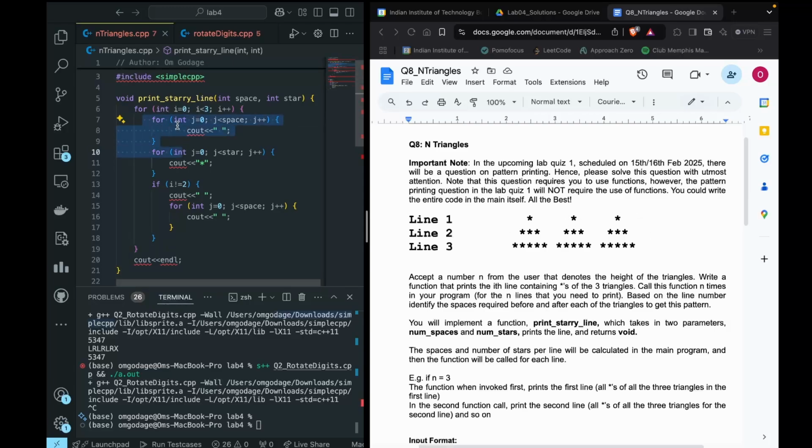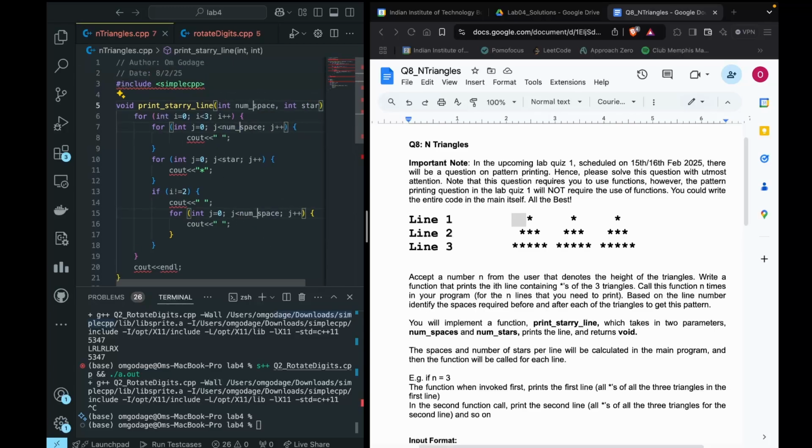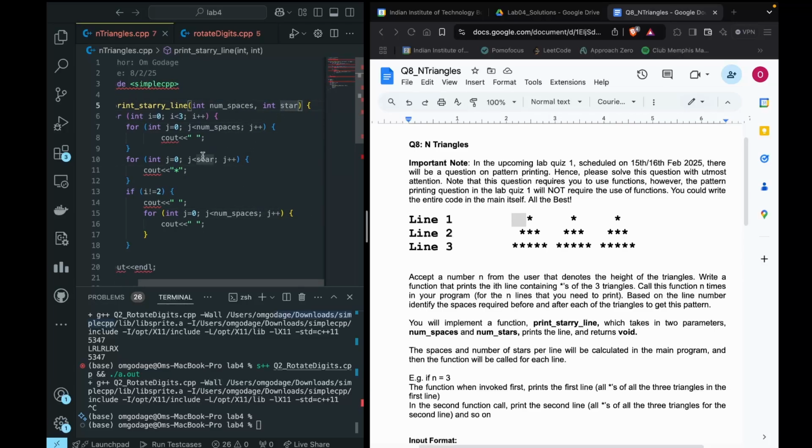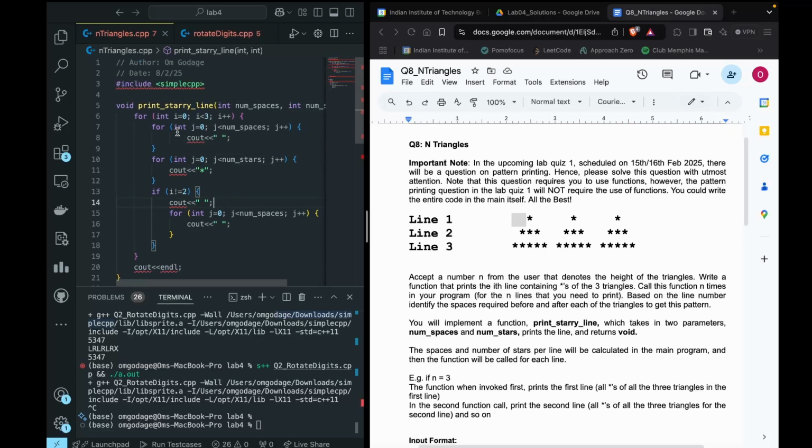So first you print the spaces, so you print these amount of spaces. I'll just make this num spaces so that it becomes easier to understand, and I'll make this num stars. Okay, so this prints the initial spaces over here, and then this for loop prints the number of stars.